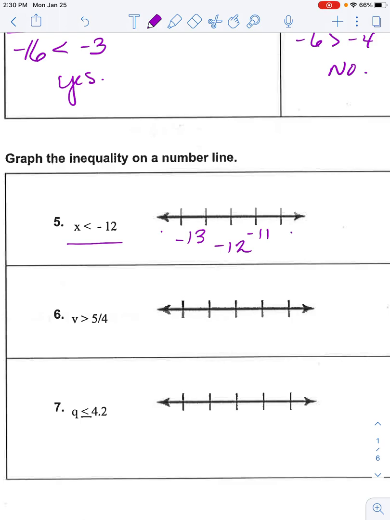Okay? Less than -12, that would be an open circle on -12, and your arrow should be pointing to the left because your variable's on the left, your inequality is pointing to the left.